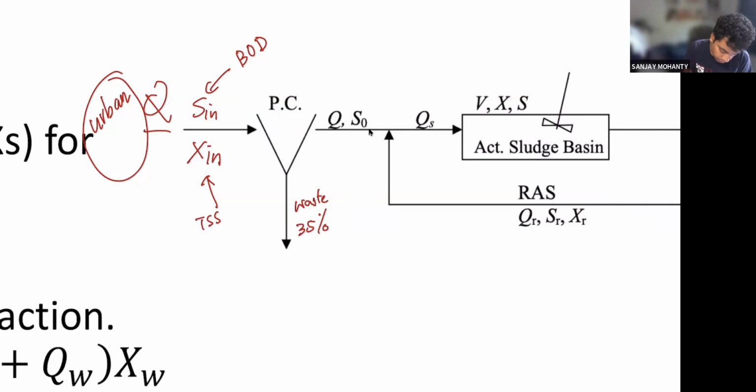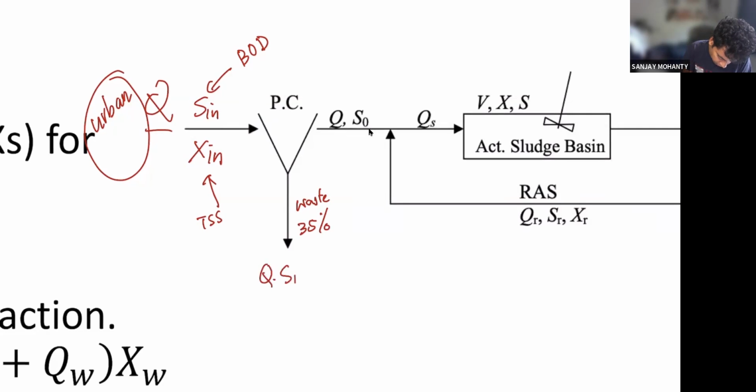So how much BOD is removed? What's coming in is Q times S in. That's what's coming in. And then what's removed is 35%. So that means 35% times this is removed. Total amount removed, because this is the mass, Q times S in.